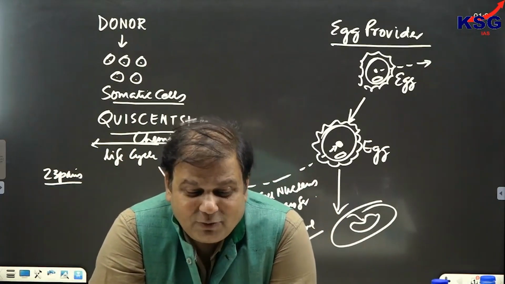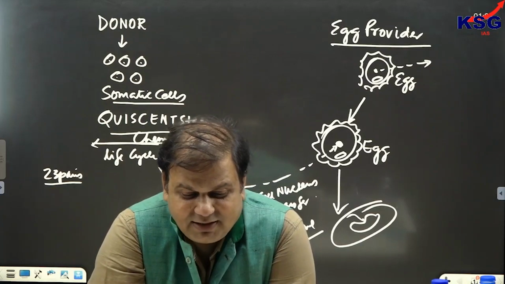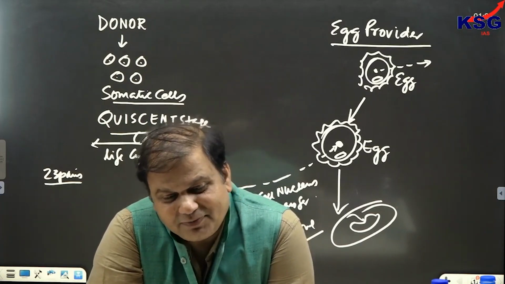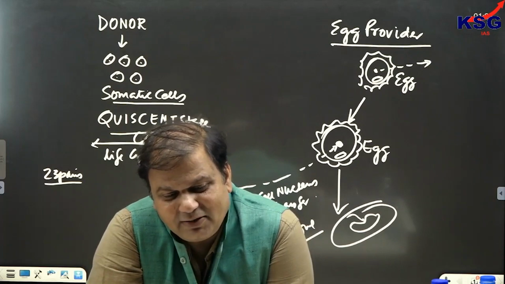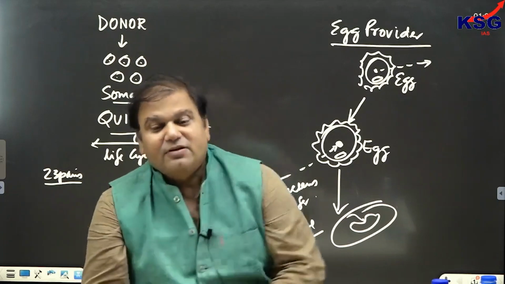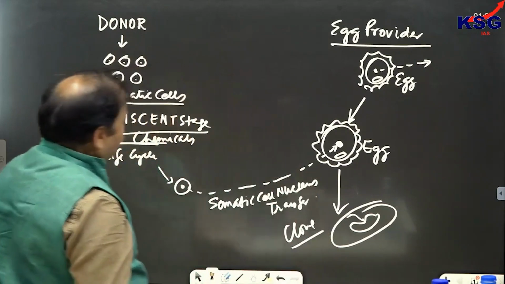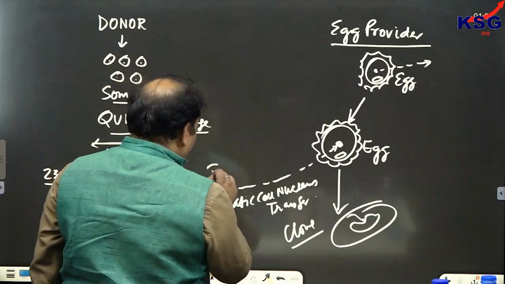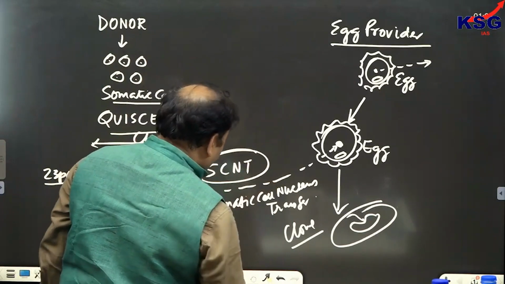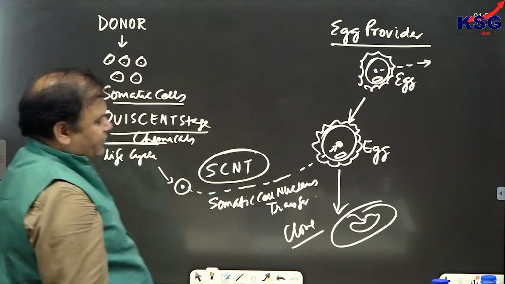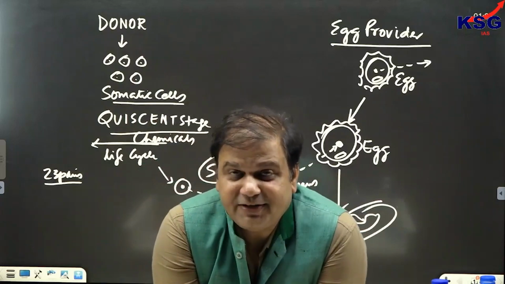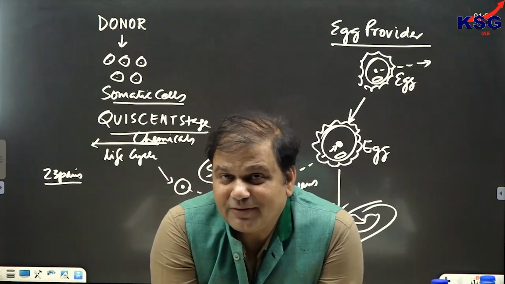But in one case it would be exactly the same. And what is that? When the egg provider and the donor happen to be the same person, then it would be exactly the same. Clear? Now this method is called as somatic cell nucleus transfer. Fine. Clear? Now this is called as cloning.